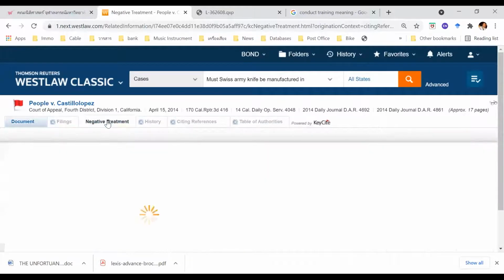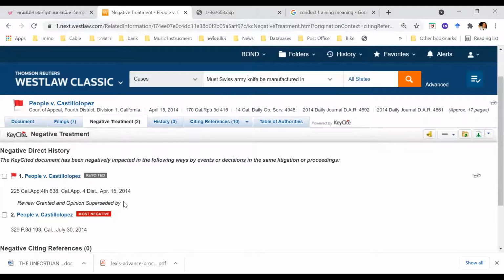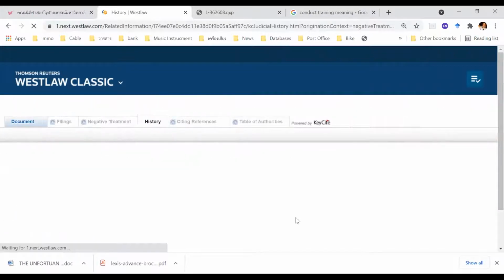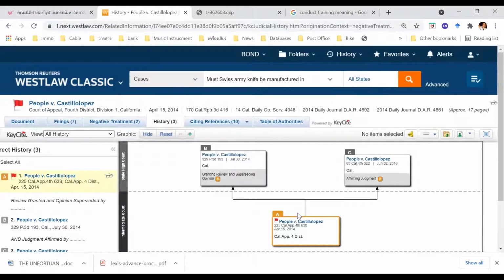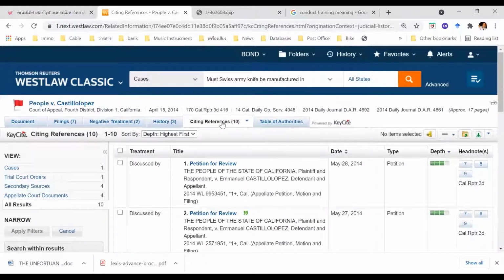Direct decision again, negative treatment again. You can look at that. Direct history means the same case, but the decision was changed by the higher court. And in the history, you can see the beginning of the case from the trial court or district court. And another one, citing references. So if you want to see how many cases follow this decision and how deep, you look at the type and depth.